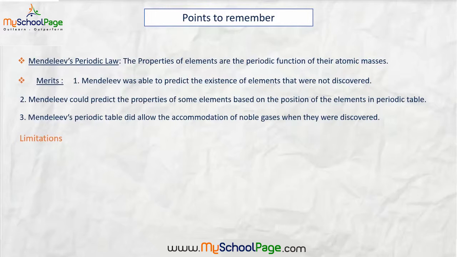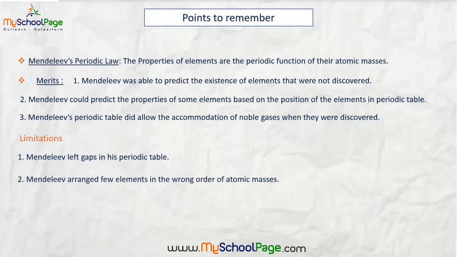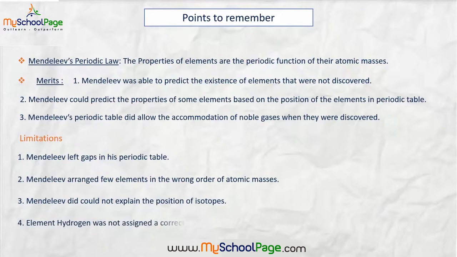Now let's move on to the limitation. Mendeleev did leave gaps in the periodic table, and he arranged few elements in the wrong order of atomic masses. We saw the example for that. Mendeleev could not explain the position of isotopes, and also he couldn't give a proper position to the element hydrogen.